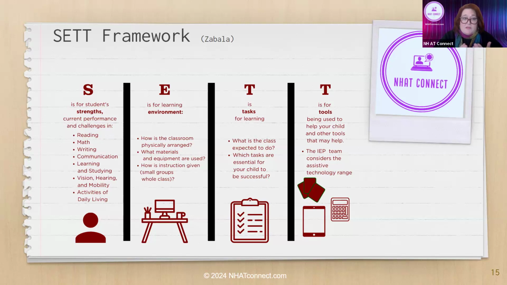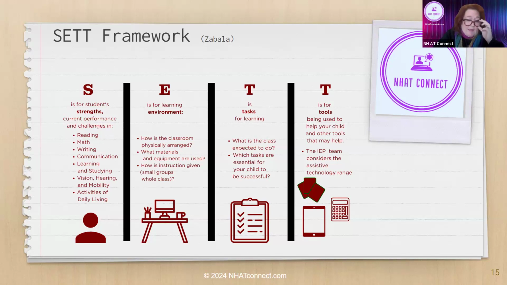The way I think about it, SETT is student, the environment, the tasks, and the tools, the SETT framework. Student comes first. And really, that extra S, really looking at students' strengths across curriculum areas, as well as activities of daily living and recreation and leisure are important too, looking at the whole student. And then really looking at the environment and what are the resources in the environment? How is instruction given? Is their performance different in one class versus another, one environment versus another? And if so, why?